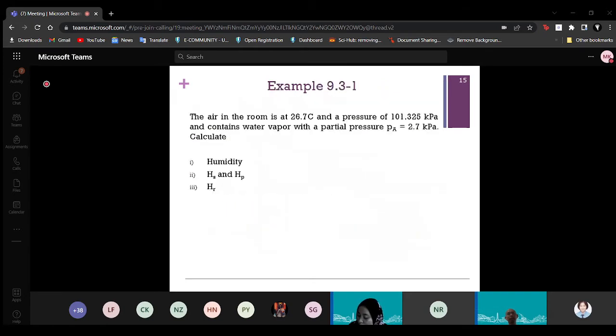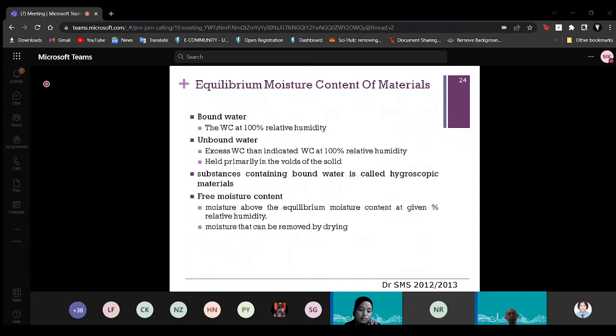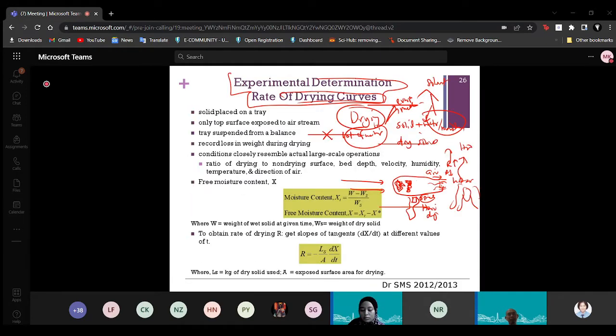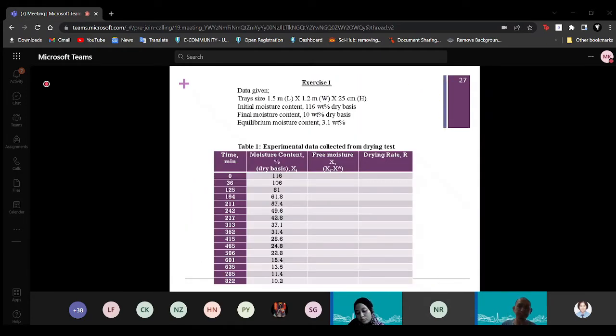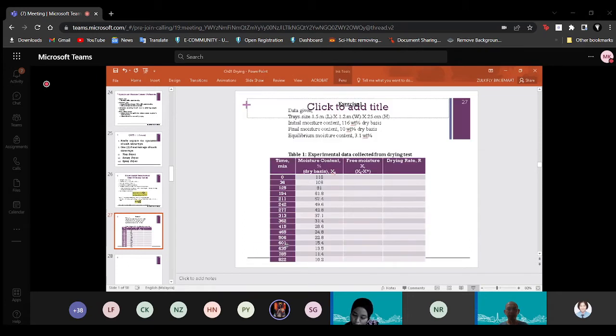Okay, so now we move back to the business that you need to do, the exercise. Okay, this exercise. I'm going to paste the chart of the table so that you can have a look at it, and then copy and paste, right? And then you can plot it.